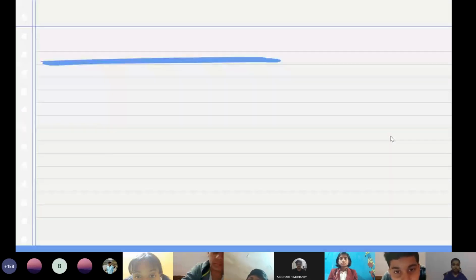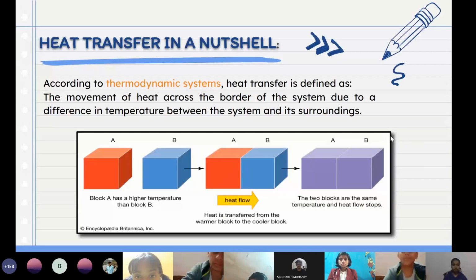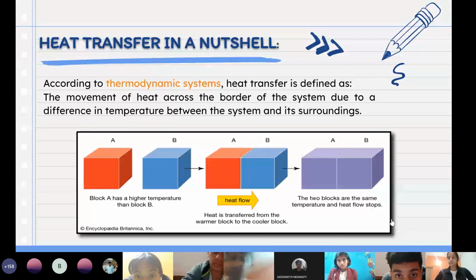Heat transfer in a nutshell. So, you saw the experiment. Now let's understand the science behind it. Okay, so heat transfer in a nutshell.